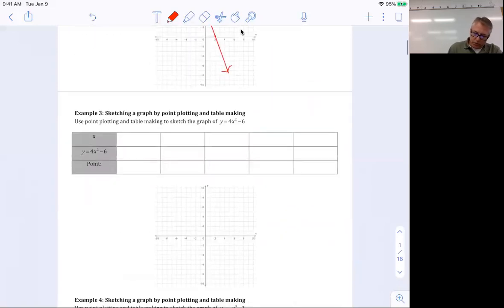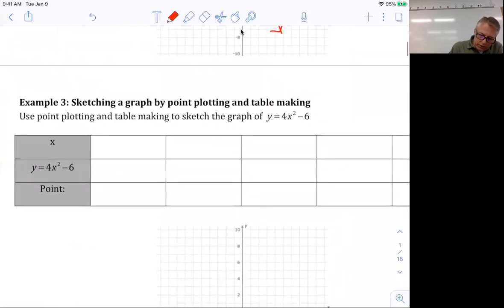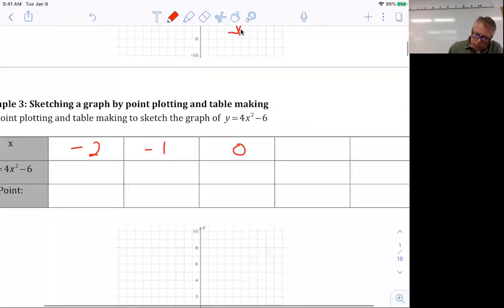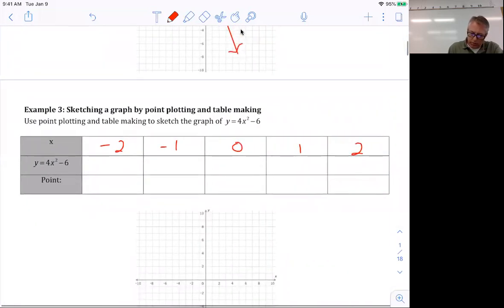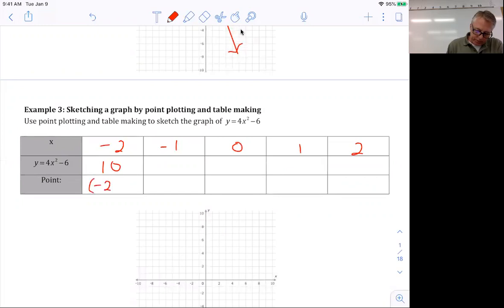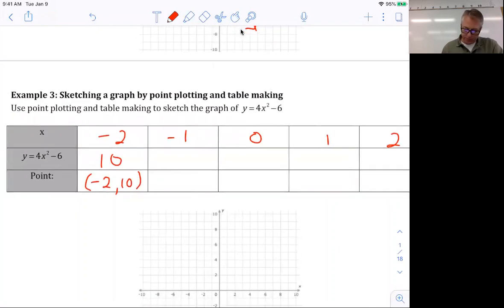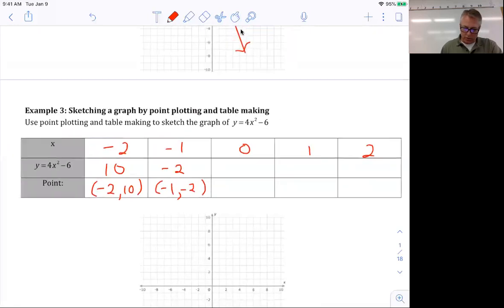So we're going to do something similar with the next one. I'll stick with the same -2, -1, 0, 1, and 2, and I'm going to plug those numbers in, but now using this equation, of course. If I plug -2 in for x, remember -2 squared is -2 times -2, which is +4, times 4 is 16, and minus 6 is 10. So (-2, 10) is a point on the graph. All right, -1 squared is 1, times 4, and subtract the 6, we get -2 as our output there.